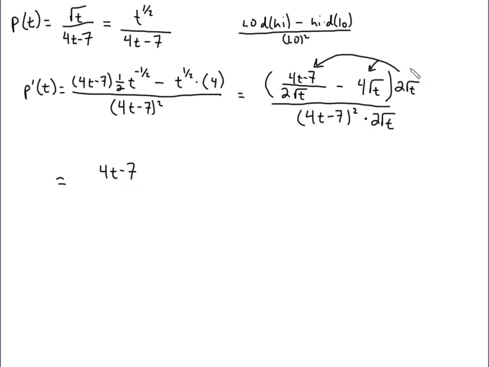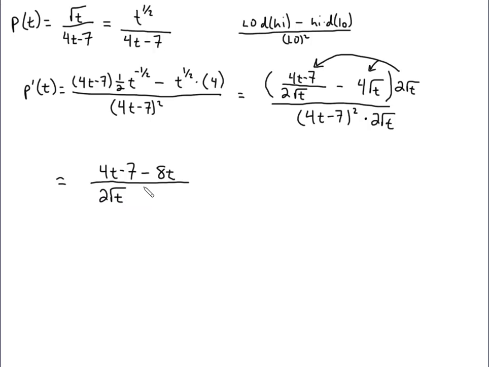And then when we distribute that to the second term, the 4 and the 2 will multiply and give us an 8. So I'll have a minus 8. And then the root t times the root t will just give us t. So that's nice. Then the denominator down here, well, there's not really too much we can do with that. We'll just leave it the way it is, except I'll put the 2 root t in front.